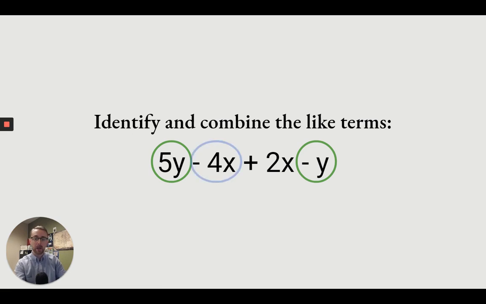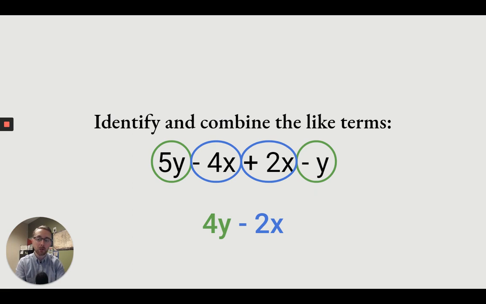And then I also have negative 4x and positive 2x. Those are also like terms. When I'm combining them, I'm going to be adding or subtracting the coefficients, those numbers in front of the variables. Negative 4 and positive 2 gives me negative 2. So when I combine like terms here, when I simplify this expression, I end up with 4y minus 2x. 5y and negative y gives me positive 4y. Negative 4x and positive 2x gives me negative 2x.